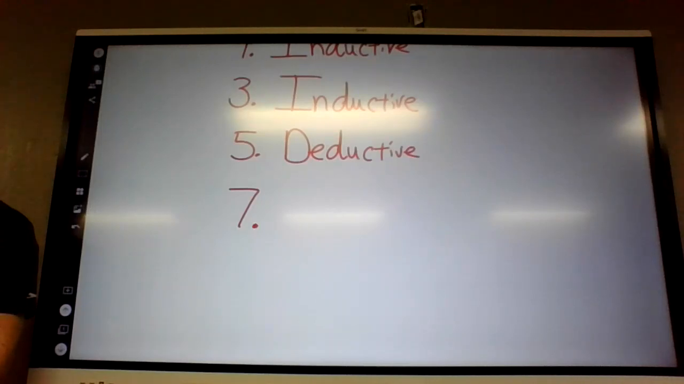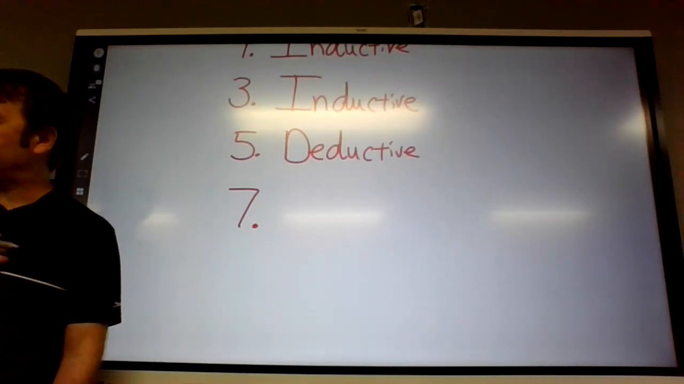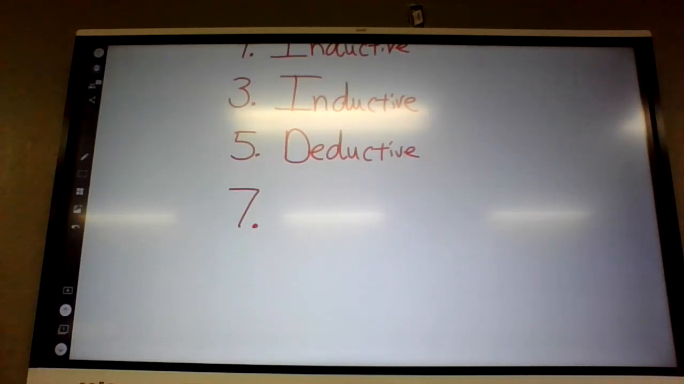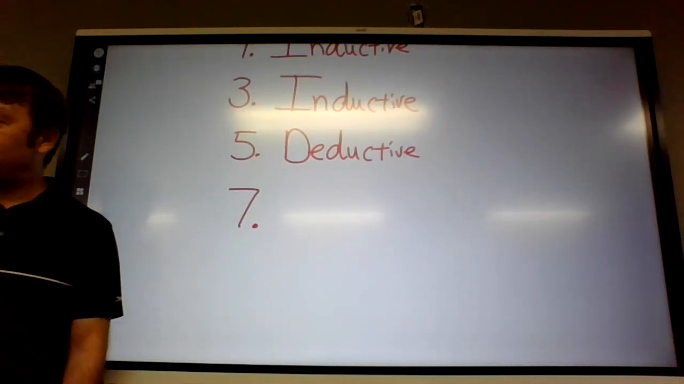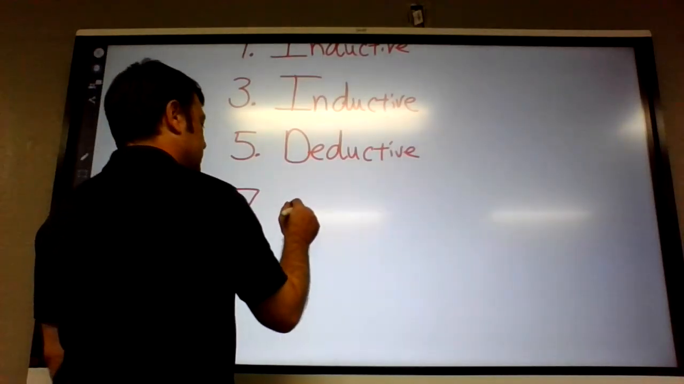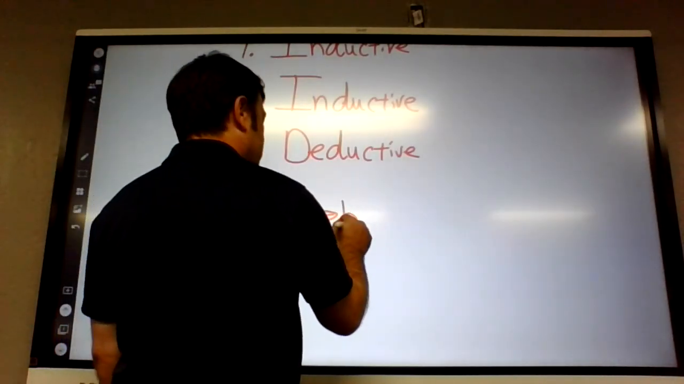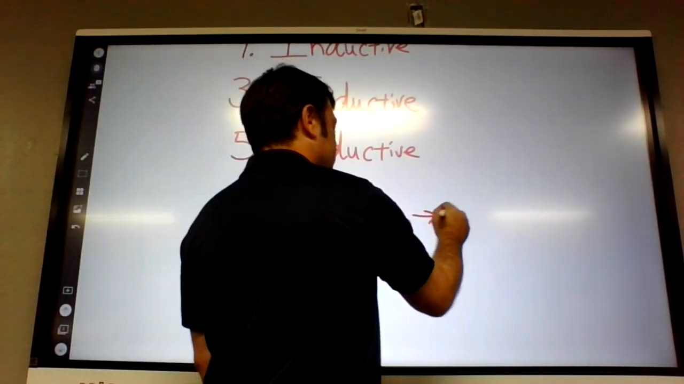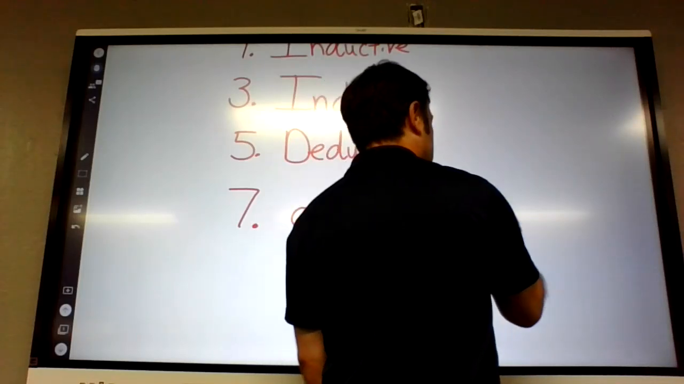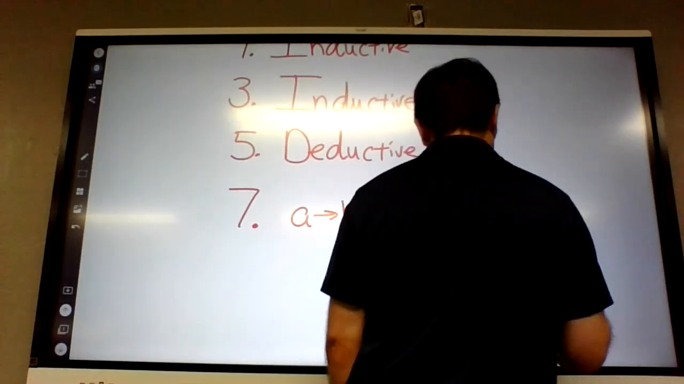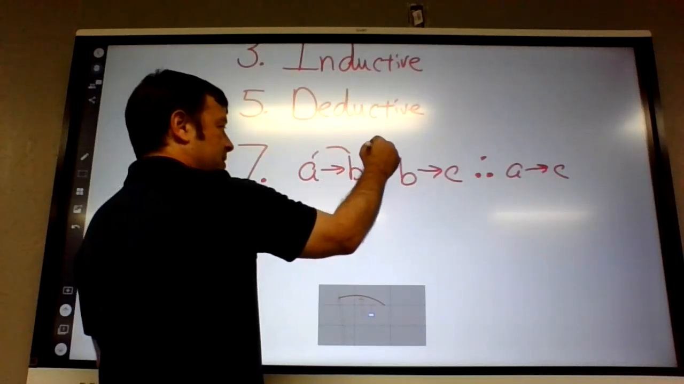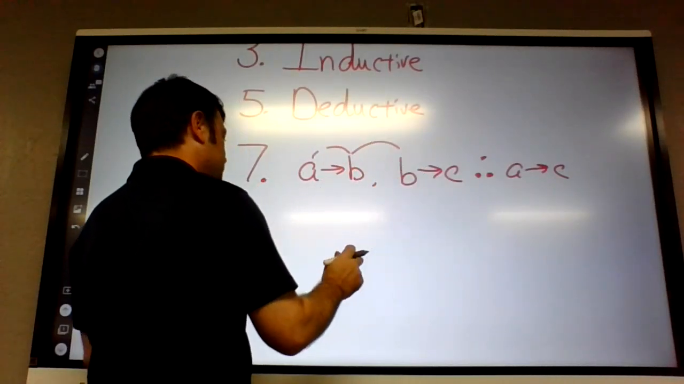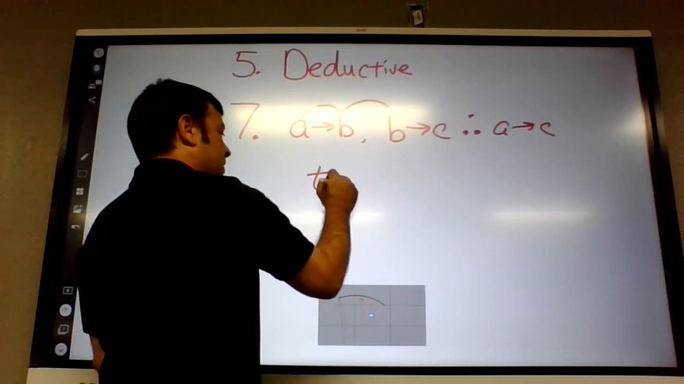Okay, number 7. The options are modus ponens, modus tollens, or transitivity. Those are the 3 options. So number 7: if A then B, if B then C, therefore A then C. What was that one? Transitivity, because remember the train? A is connected to B, B is connected to C. So anyway, transitivity.